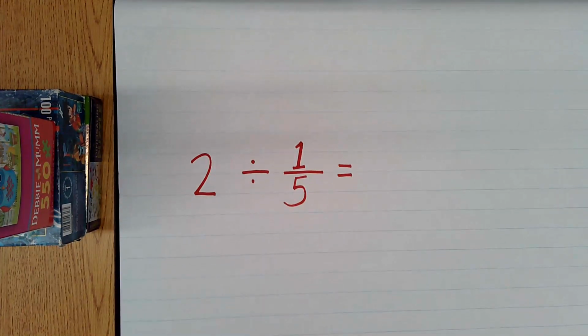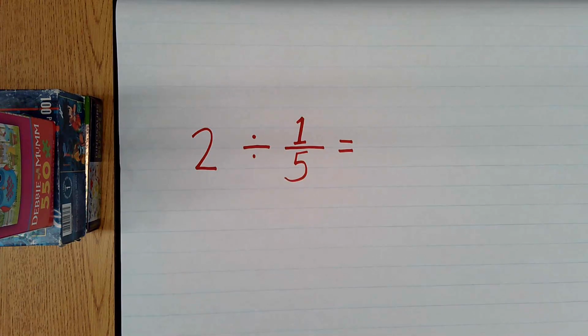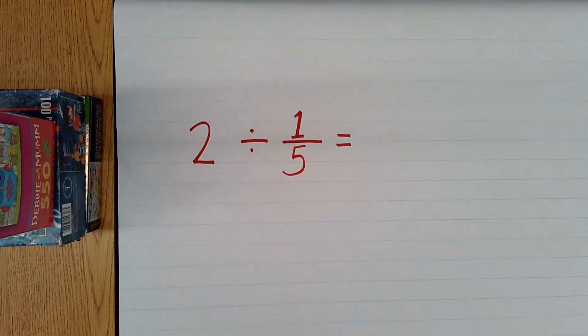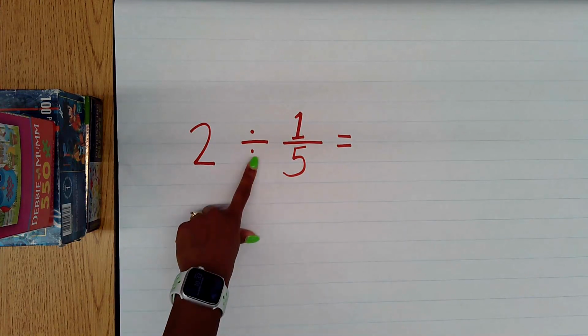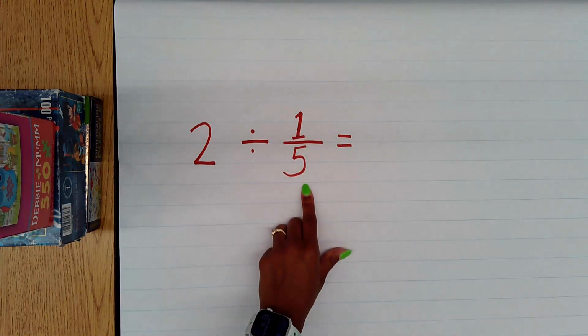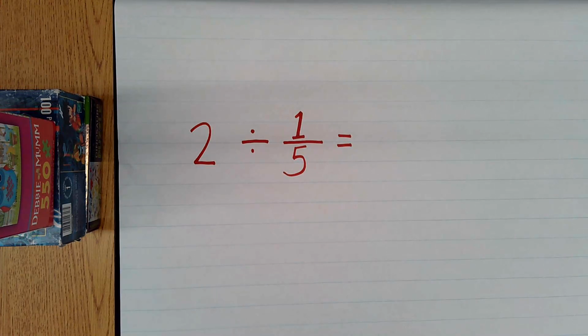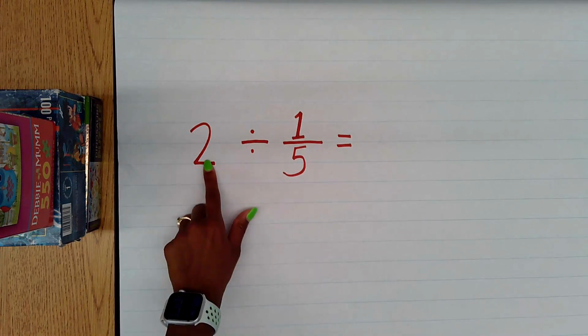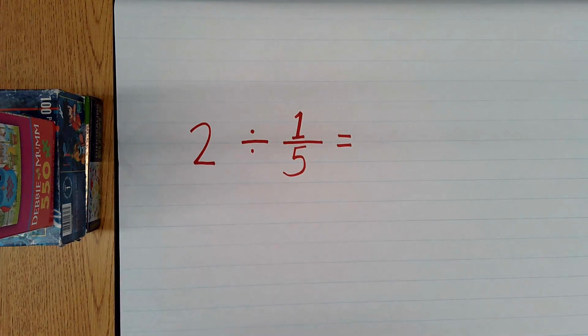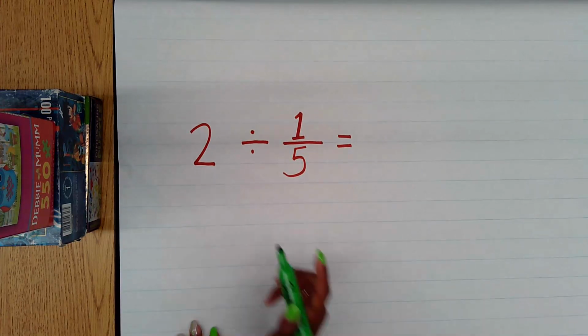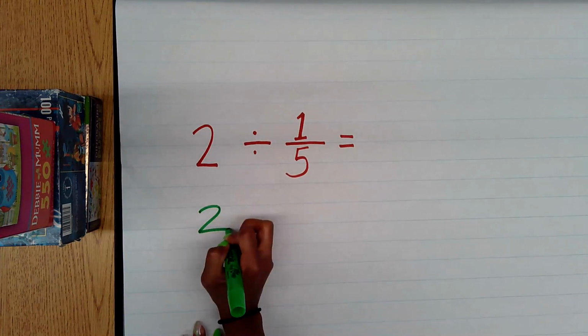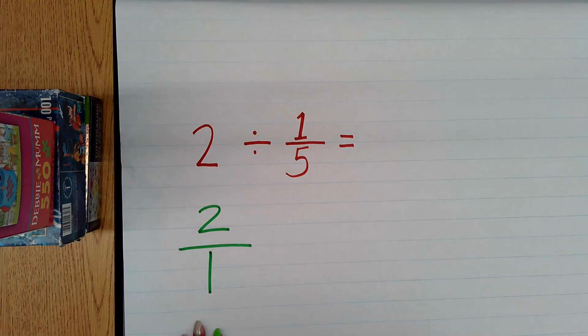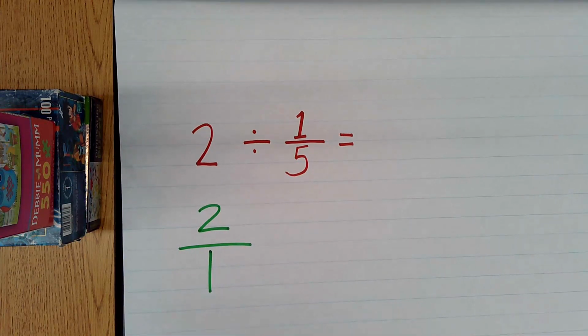Moving on to dividing. Dividing fractions have a few more steps than when we multiply them. So for our equation, we have 2 divided by 1/5. When we divide fractions, the first thing I want to do, I want to turn this 2 into a fraction. So when we have a whole number, we can always put it over 1. It still represents 2. It's just now it has a denominator.